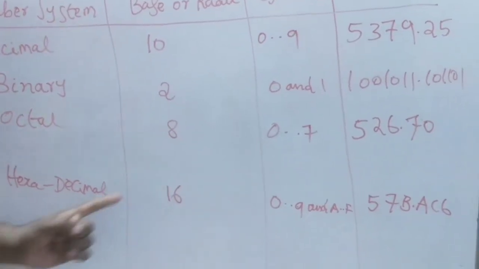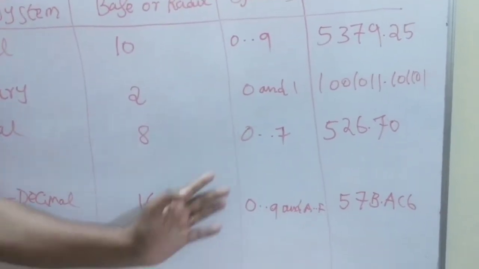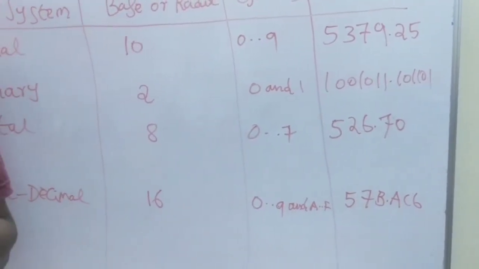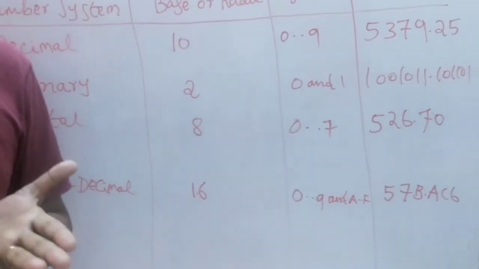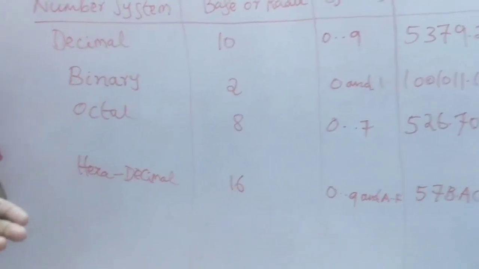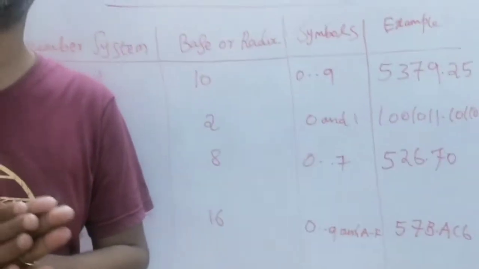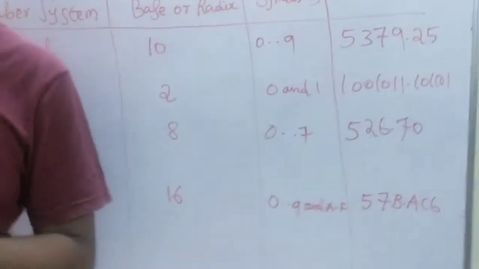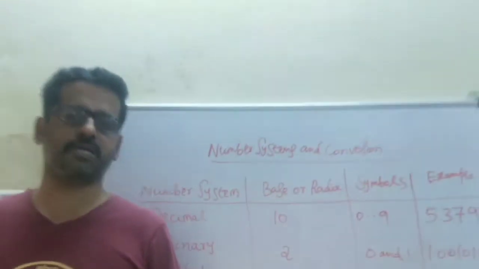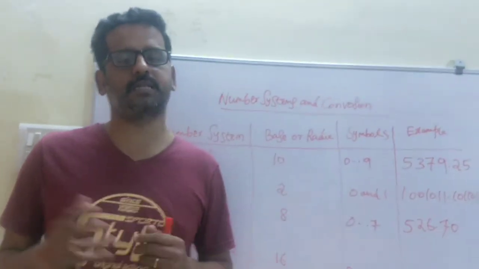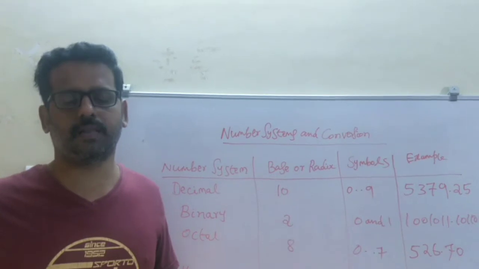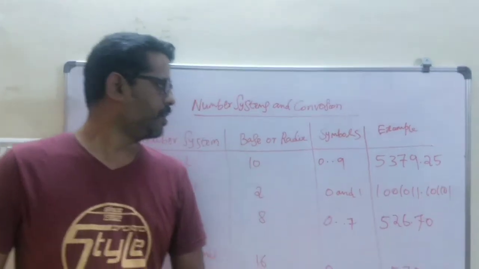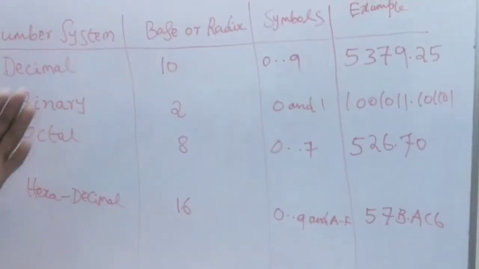One more important number system that differs from the other three is the hexadecimal number system. It uses base or radix 16. So it has 16 different symbols, ranging from 0 to 9 and the letters A to F. The symbols 0 to 9 are the digits, and letters A to F represent the digits 10 to 15. They may ask in questions which number system uses letters as symbols. Then you should answer that it is the hexadecimal number system. So this is about the number systems that we are going to discuss.